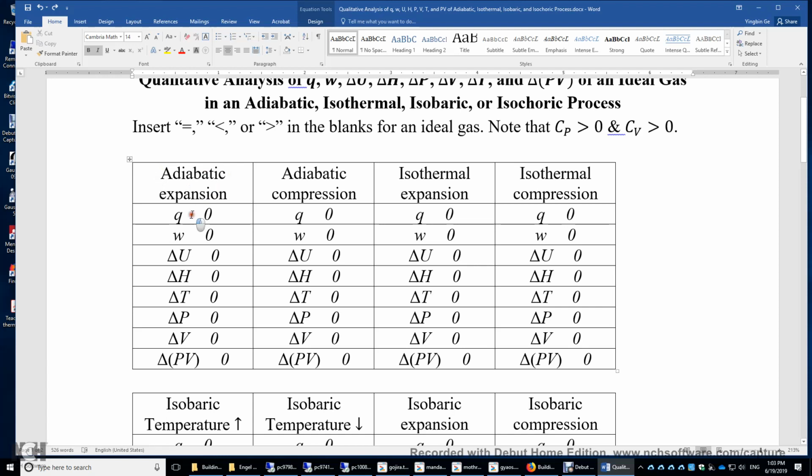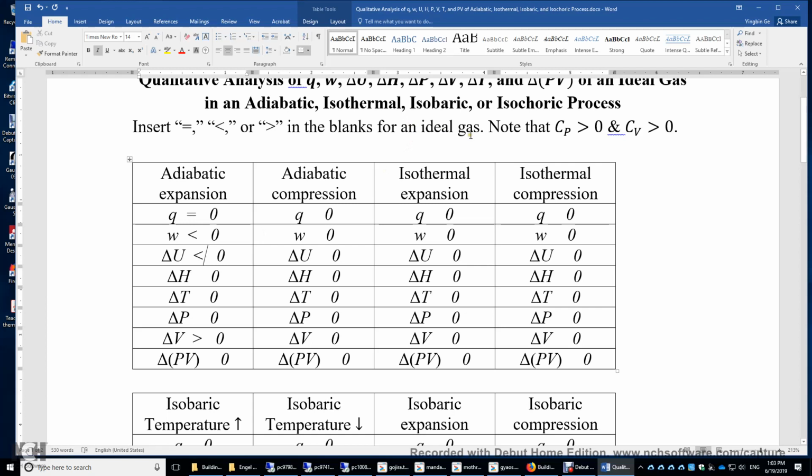Adiabatic means Q is 0. No heat exchange. Expansion means delta V is greater than 0. Volume increases. And when volume increases, the system does work to its surroundings. Therefore, work is negative. Delta U equals Q plus W. Therefore, delta U is negative. And U is internal energy.